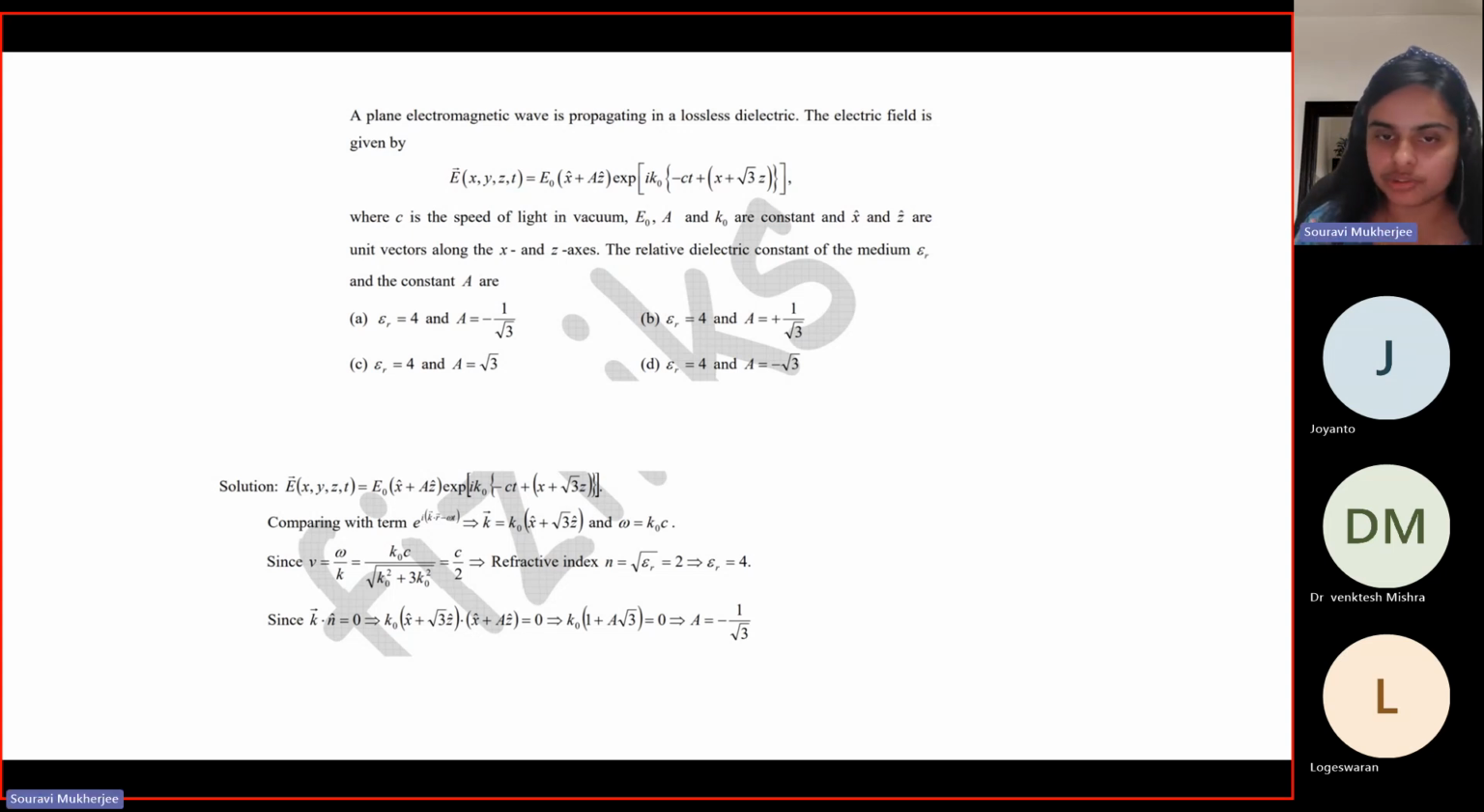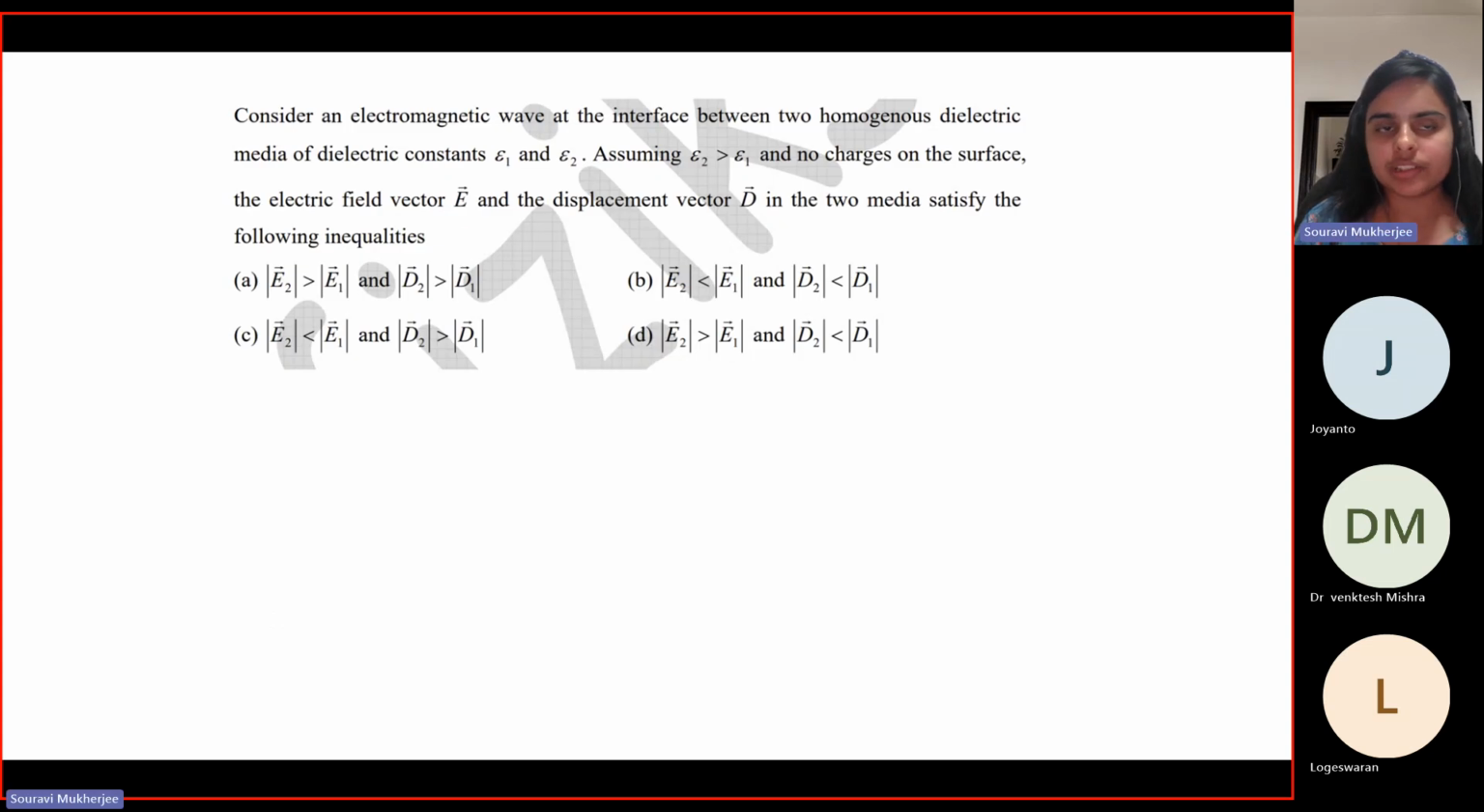Now this is another question which says: consider an electromagnetic wave between two homogeneous dielectric media with the dielectric constants given as epsilon 1 and epsilon 2. Assuming epsilon 2 is greater than epsilon 1 and there is no charge on the surface, how are the electric field and the displacement vectors related in the two media? What is the inequality that they satisfy? So how do we answer this question?